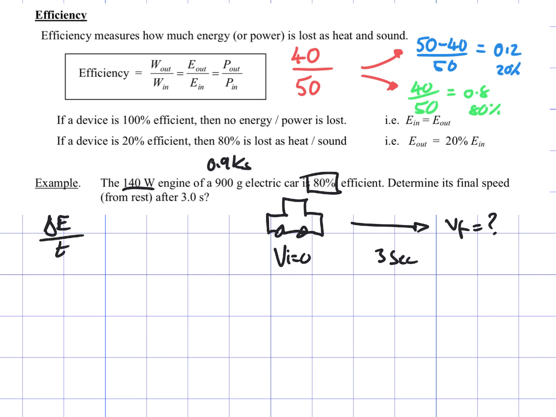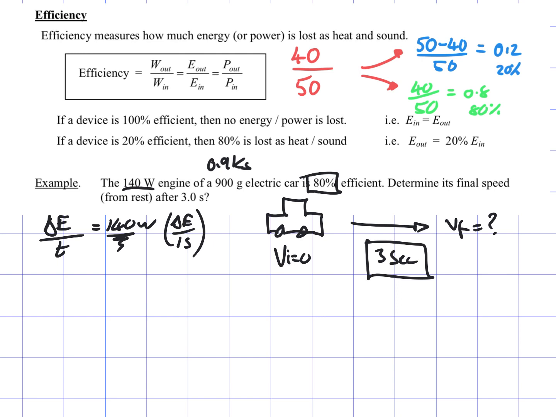Okay, so if this engine was 100% efficient, we would say that the change in the energy divided by the time is 140 watts. In other words, that is a change in the energy per 1 second. Now, this event takes 3 seconds, so we would simply take this value, multiply it by 3, and that would give us the total change in energy.